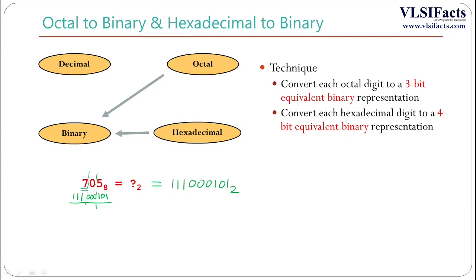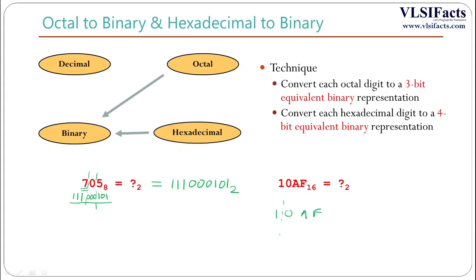Now let us solve a hexadecimal number to binary conversion. The number is 10AF in base 16. Now we will convert this number to its equivalent binary number. In a similar procedure, we will write the equivalent binary number of each digit and then concatenate them.